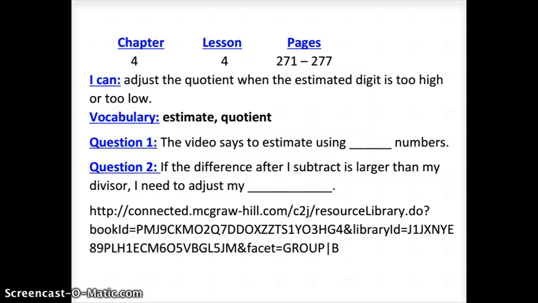Question 1. The video says to estimate using blank numbers. Question 2. If the difference after I subtract is larger than my divisor, I need to adjust my blank. So here's a video from our online textbook that shows you how to adjust quotients.